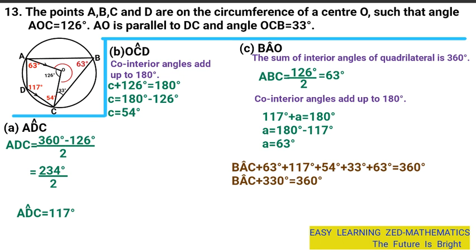Now we are going to put like terms together. Angle BAO is equal to 360 degrees minus 330 degrees. When we subtract, it gives us 30 degrees. So the value of angle BAO is 30 degrees. Please bear with me where I've written BAC, it should be BAO. Now let's go to question number 14.